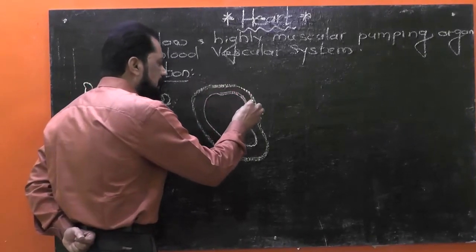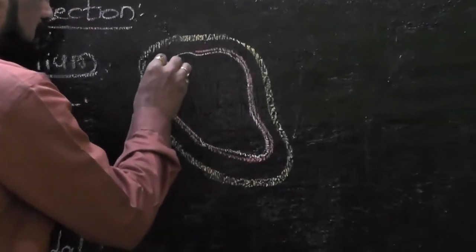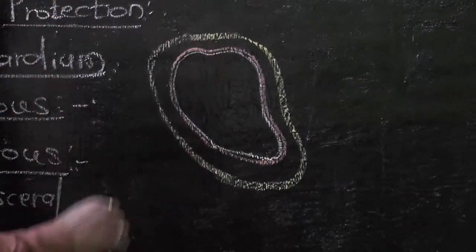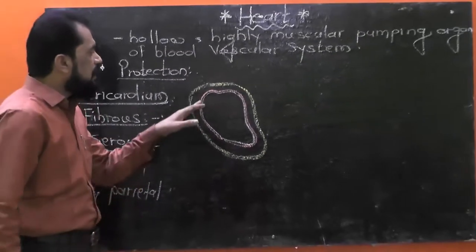Visceral pericardium, visceral pericardial membrane, I am showing here. It is inner, thin and adheres to the heart wall.